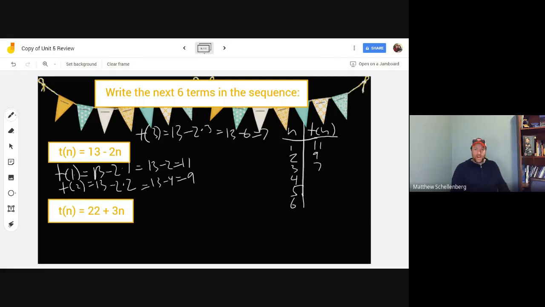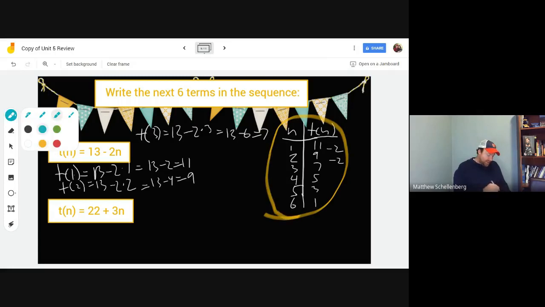Can you see the pattern? It's going down by 2, minus 2, minus 2. So this would be 5, this would be 3, this would be 1. And that is all you have to do. These are your next 6 terms. Again, try the next one. See if you can do it without my help.